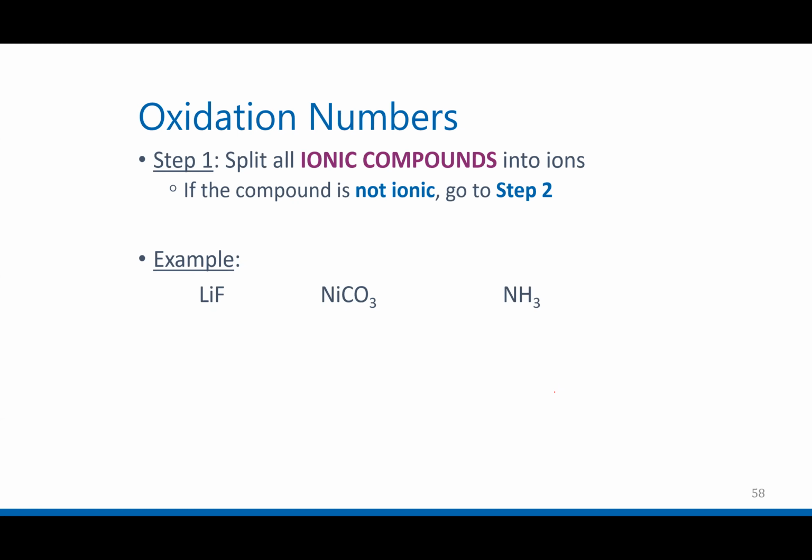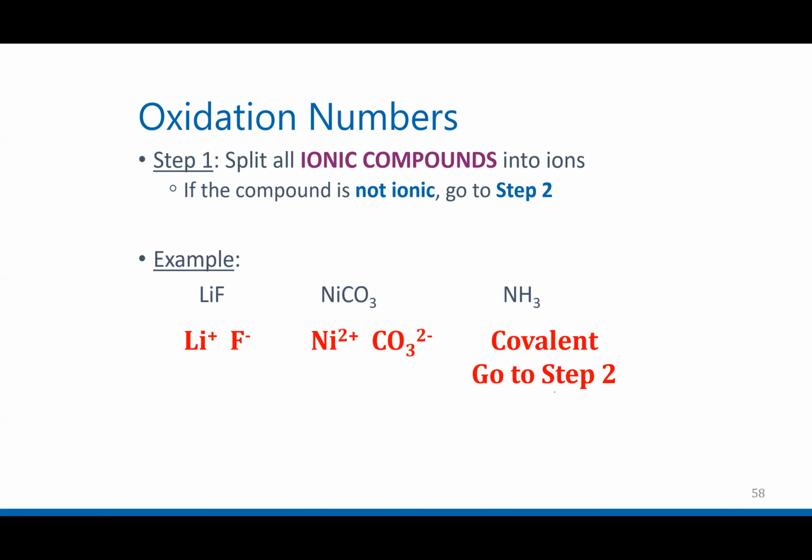I have an ionic compound on the left. I have an ionic compound in the middle with a polyatomic ion. And then on the right, I have a molecule. So we have to follow our rules differently for each of these. Step number 1, split your chemical into ions if possible.